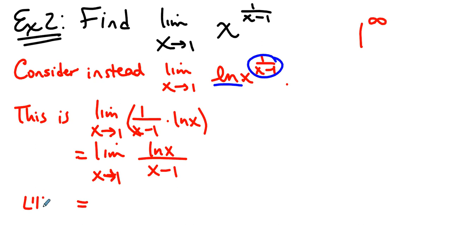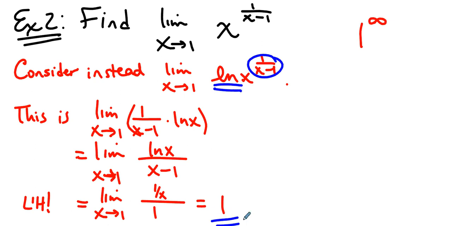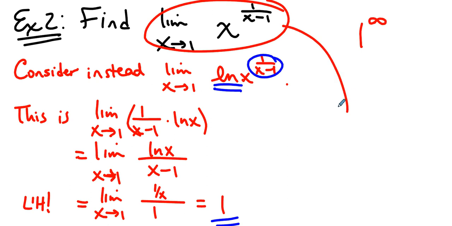So by L'Hopital, this is that. And what does that turn out to be? As x gets closer and closer to 1, this gets closer and closer to 1. So the natural log approaches 1. If the natural log approaches 1, then this limit approaches e to the 1. And that's your answer.